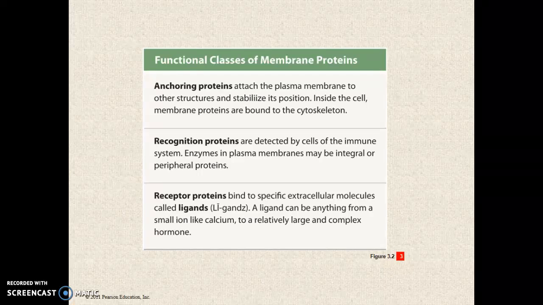Here are some functional classes of the membrane proteins. Anchoring proteins are going to anchor the cell to other structures. Recognition proteins determine whether the cell is a member of the body or not. And receptor proteins will bind to very specific molecules. Our cells have receptor proteins for cholesterol, for example. And the molecule that it binds to is called the ligand.